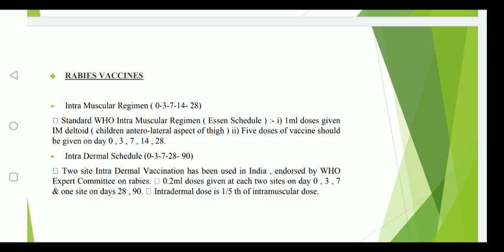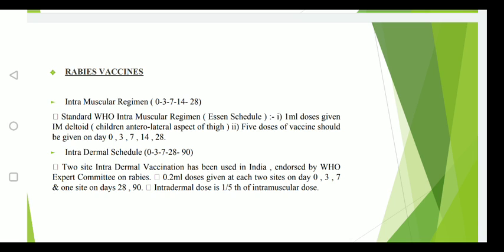So 2-site intradermal vaccination has been used in India, and it is endorsed by the WHO. The WHO expert committee on rabies formulated this 2-site intradermal vaccination, that is 0.2 ml doses given at 2 sites on days 0, 3, 7 and at 1 site on the 28th and 90th. So the intradermal dose is actually 1/5 of the intramuscular dose. The dosage is 1/5 of the intramuscular dosage only, that is the intradermal schedule.